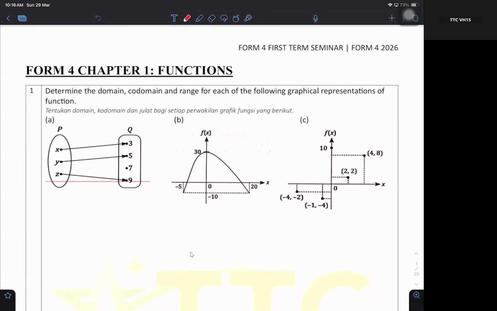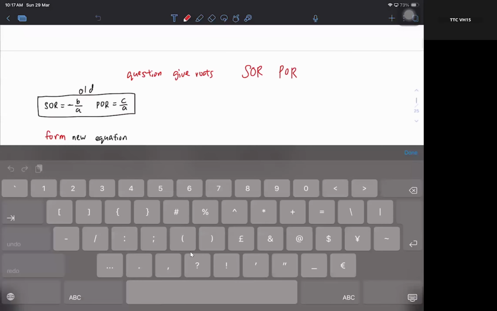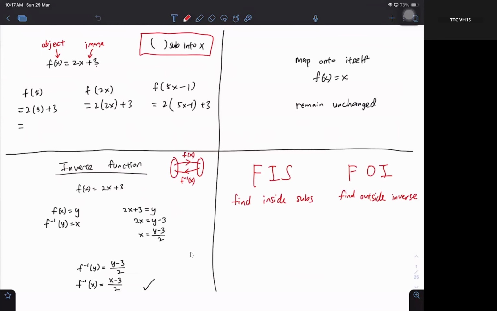Okay, let's start now. So today we will revise chapter one of function, okay? Before we start, we try to do as many questions as we can. So before we start, I first give you everything in function, so you can take a picture or you can screenshot.